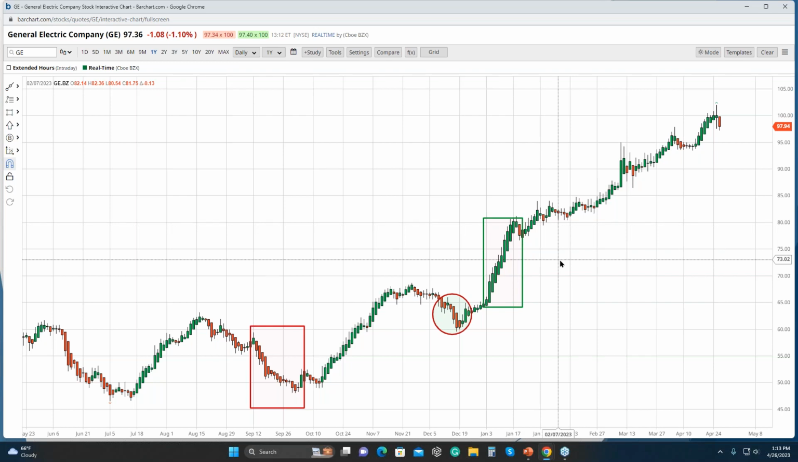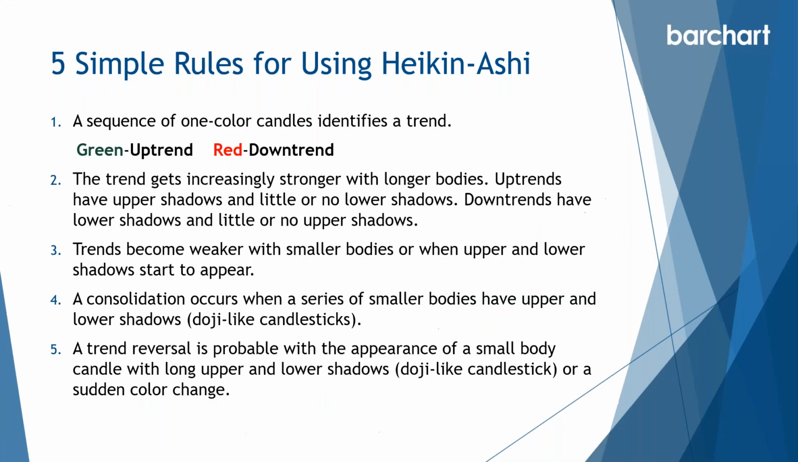Now, we're going to look at some very basic rules that allow us to define when a reversal is confirmed. But at this point, I just want to show you that a reversal could be one of those two different scenarios. So let's go back to these rules.